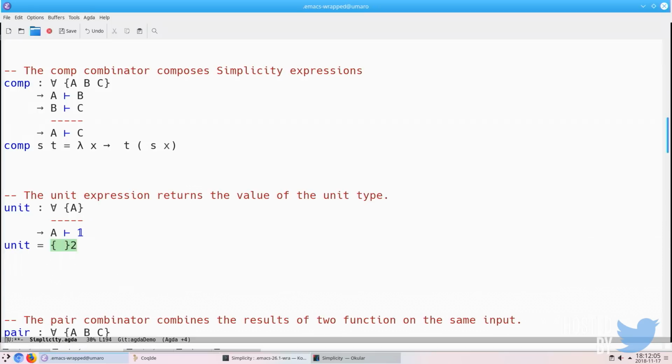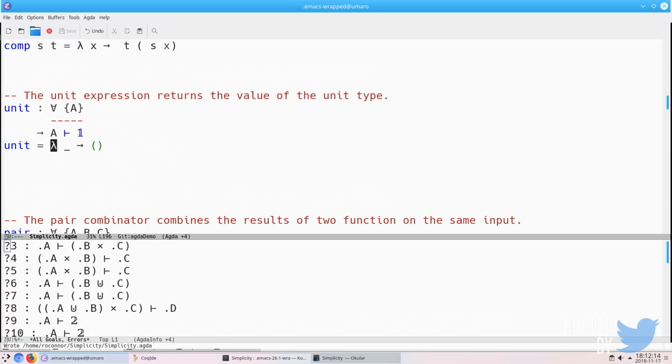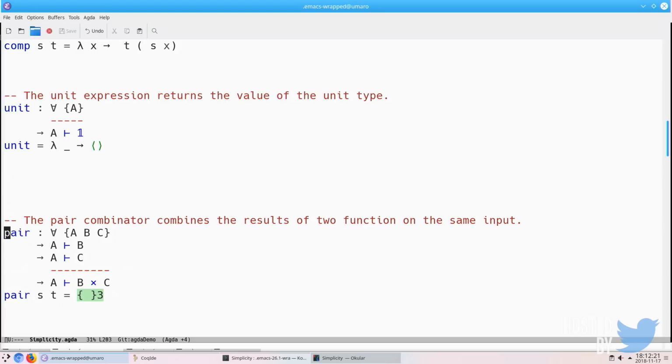We have a unit expression that is a function that ignores its argument and always produces the unique value of the unit type. So that's just this lambda expression over here for the semantics. Next up is the pair combinator. So if S is a Simplicity expression from A to B and T is a Simplicity expression from A to C, what we can do is combine them together to get a function that takes an A and executes both S and T and pairs up their results. And that's what this function over here does.